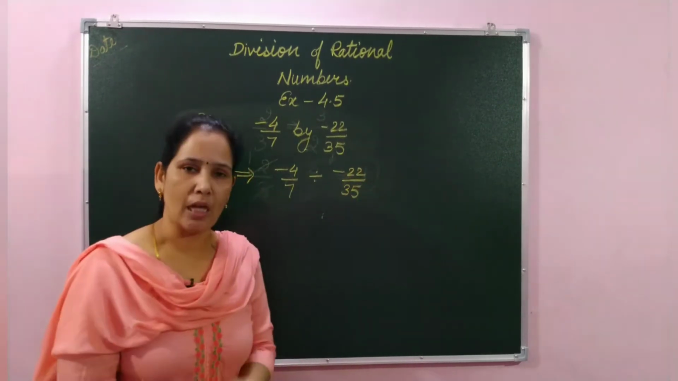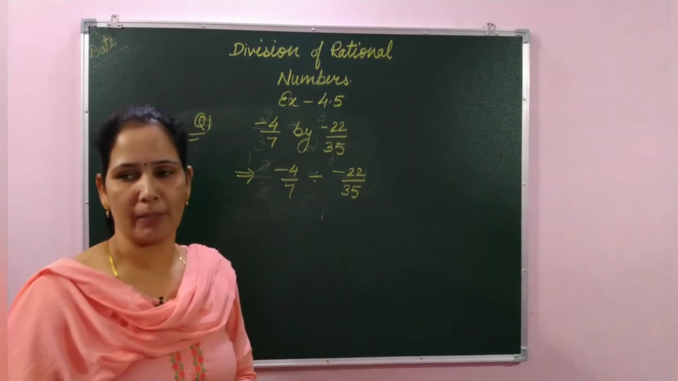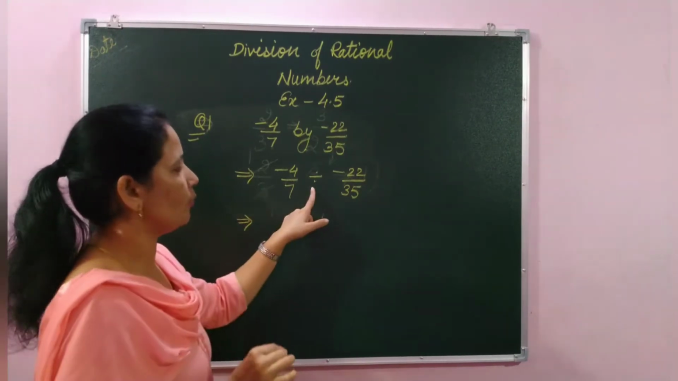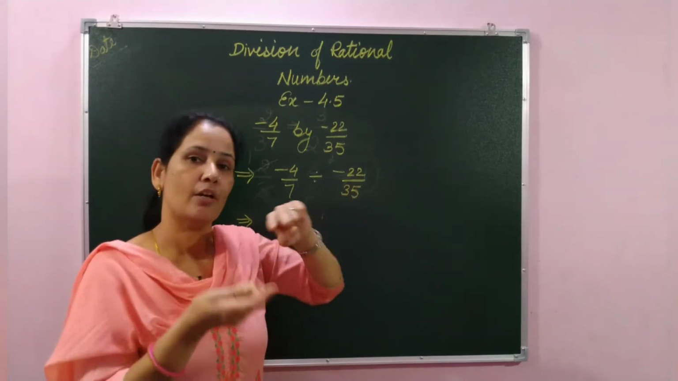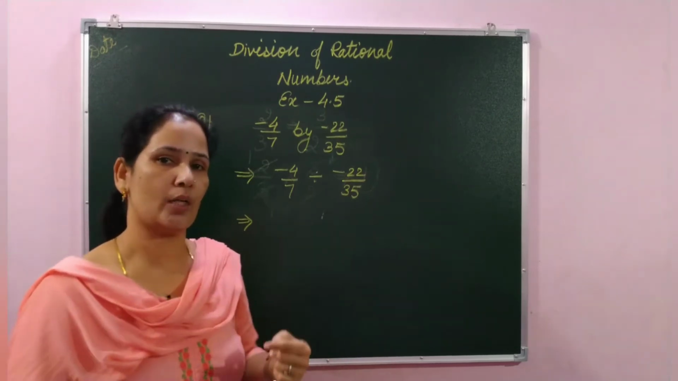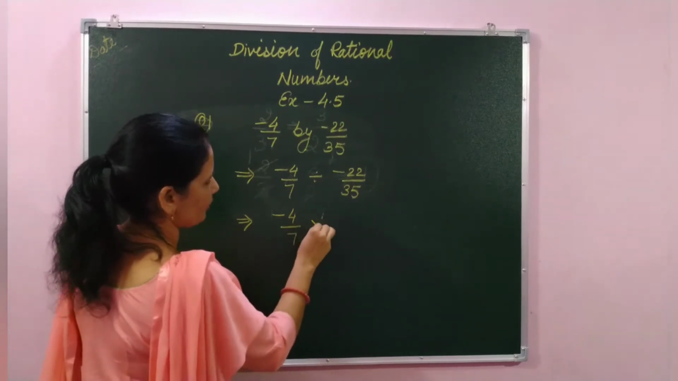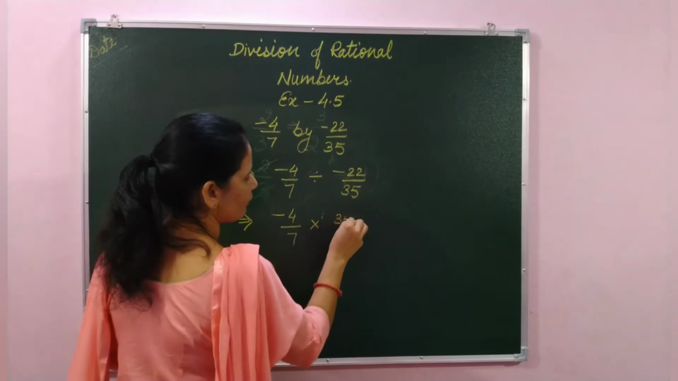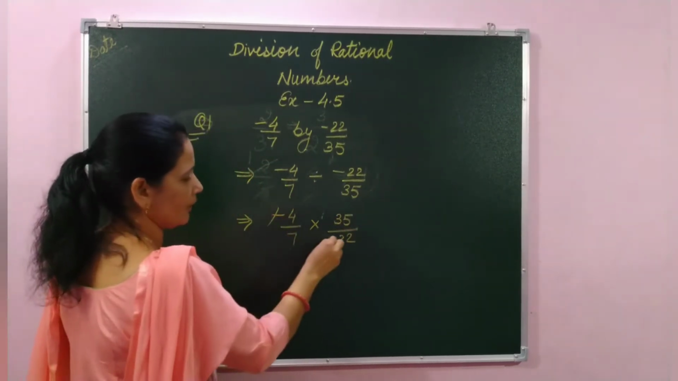Okay, friends. Now after that we have to change this divide sign into multiply. When we change this divide sign into multiply, whatever rational number is given after the divide sign, we will take its reciprocal. That means we take its multiplicative inverse. So here it will be minus 4 by 7. If we change the sign to multiply, then it will be 35 by minus 22. So minus cancels with minus.